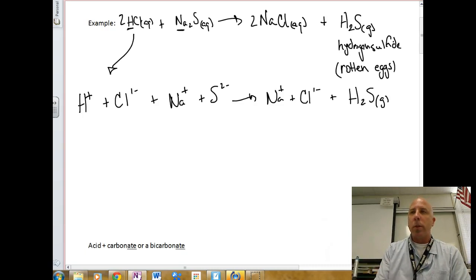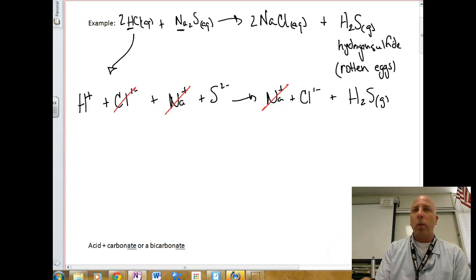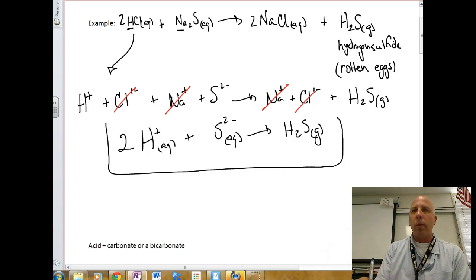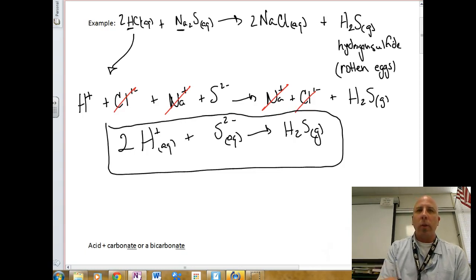There we go. So there's our complete ionic equation, and we're going to go ahead and cross out our spectator ions. So sodium is a spectator ion, as well as chloride. So we can rewrite our net ionic equation as H plus plus S2 minus yields H2S gas. And I'm going to go ahead and balance this. Put my state symbols of aqueous in each one of those. And so there is our net ionic equation for the formation of the hydrogen sulfide gas.